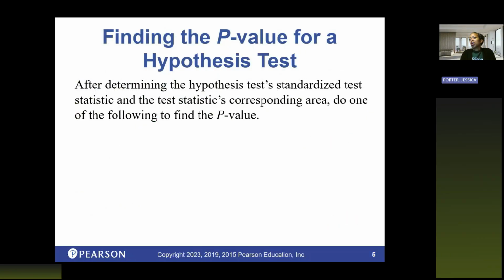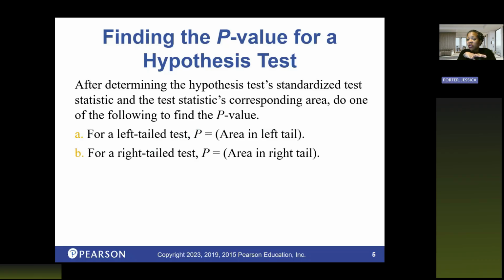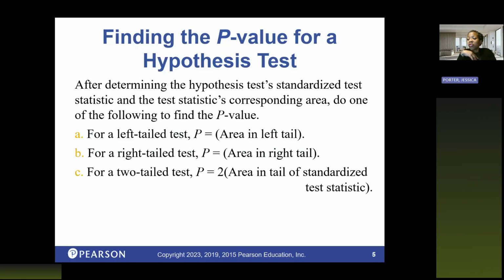Okay. After determining the hypothesis test, standardized test statistic, and test statistic's corresponding area, do one of the following to find the p-value. For a left tail test, the p-value is the area in the left tail. For a right tail test, the p-value is the area in the right tail. And for a two-tail test, the p-value is going to be equal to 2 times the area in the tail of the standardized test statistic. And we'll see what that looks like in a second.